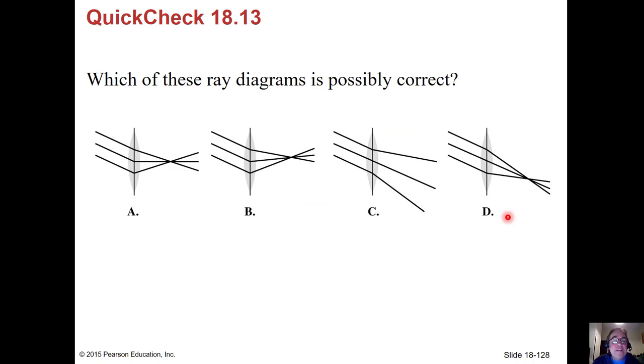Which of these ray diagrams is possibly correct? Okay, so we've got a converging lens here. The ray that goes to the center should keep going, so it can't be A. Same thing, the one that goes to the center would keep going. It's a converging lens, so these rays are coming in and actually spreading out, so it can't be C. Let's see, the one that goes to the center keeps going. So this is a converging lens, so it could be D here. That's how a converging lens would actually behave. Now, if this were a diverging lens in C, then that might work out. Replace that converging lens with a diverging lens, and you'll get C.